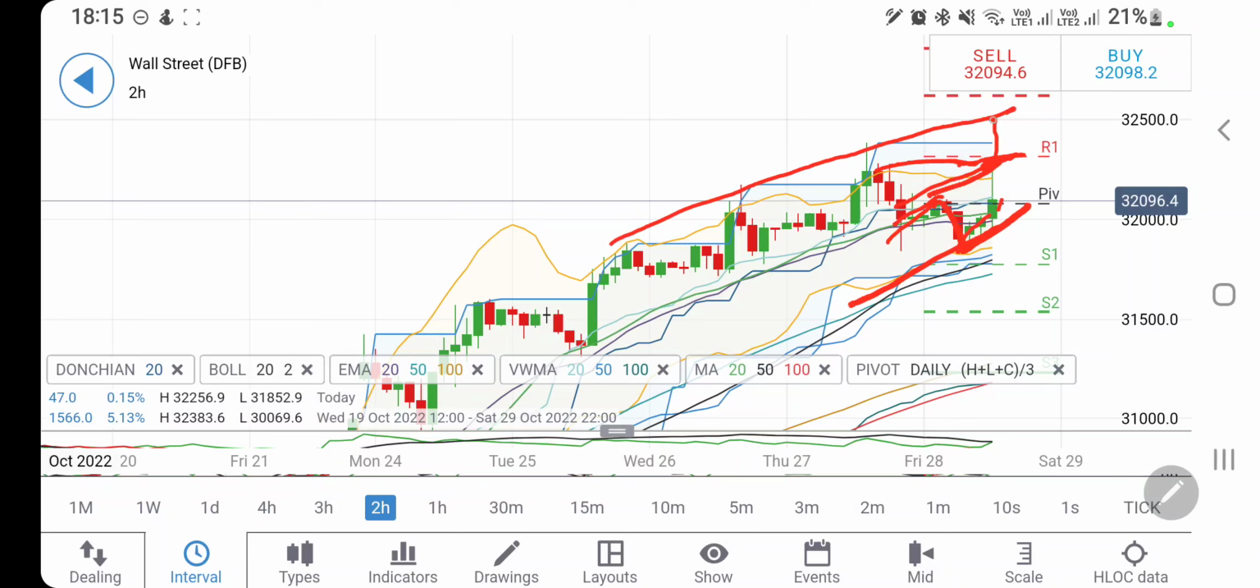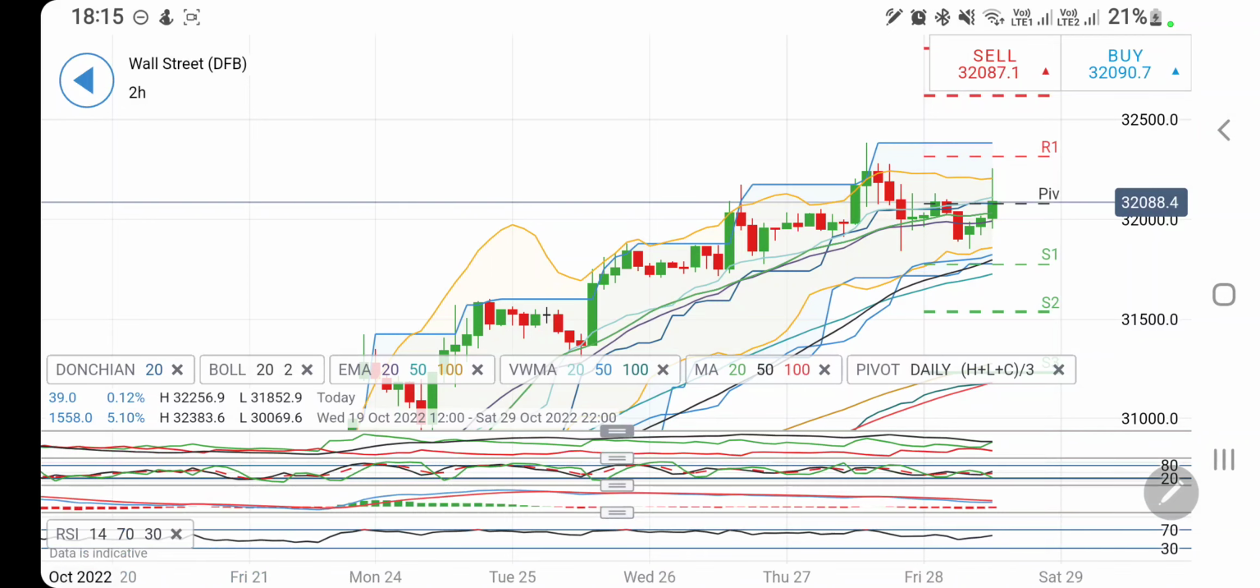we are looking forward to 32,500 levels. So beyond 32,250, further bullishness is to be seen. You can stay long till the time it trades above 31,950 levels. You can stay long in Dow Jones today.